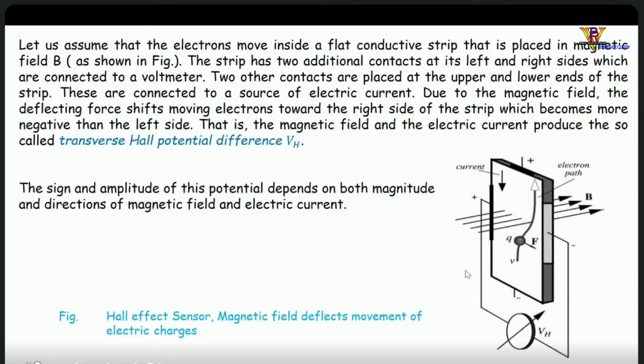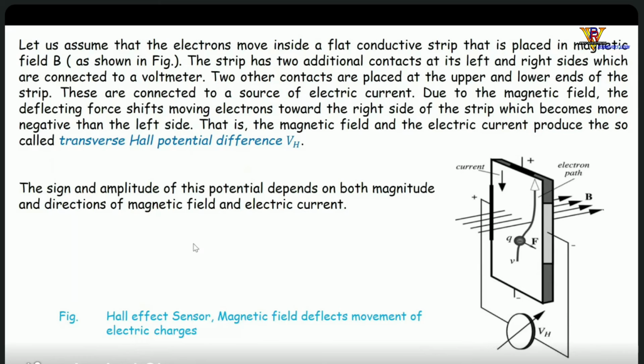If a voltage meter, like a galvanometer, is connected between these two plates, there will be deflection in the position of the galvanometer. This indicates a voltage difference between these two plates. That voltage difference is called the transverse Hall potential difference, VH. By measuring that, we can design a sensor based on the Hall effect. So this is the Hall effect.